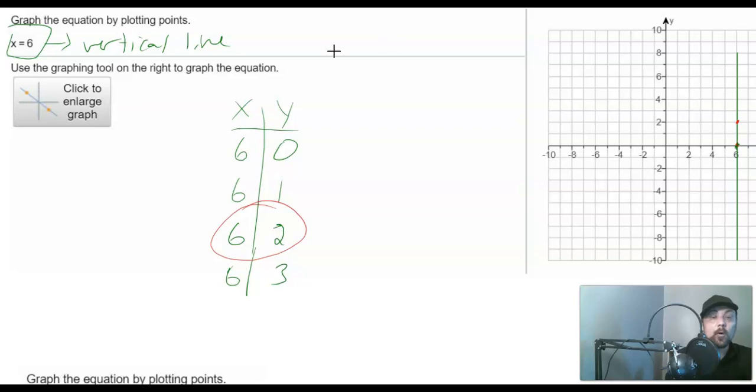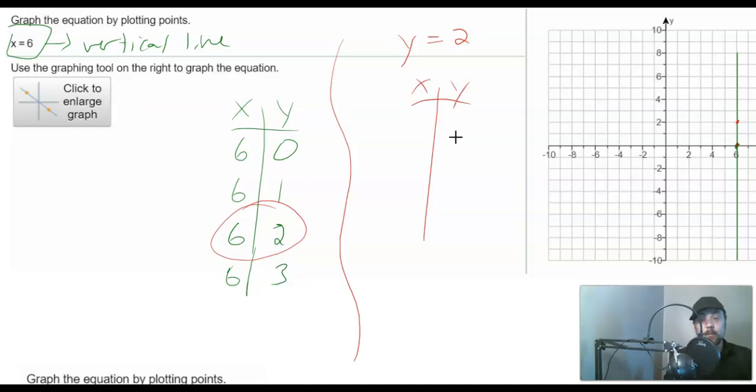Just real quick for horizontal lines, let's say we had the equation y equals 2. Again, it's the same idea, except flipped around. The x-coordinate can be any number that you want, but the y-coordinate has to always equal 2. And so the y-coordinate's 2 no matter what. So we can have x equals 0, but the y-coordinate has to be 2. We can have x equals 1, but the y-coordinate has to be 2. So you get the idea.